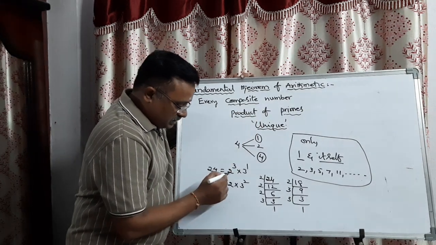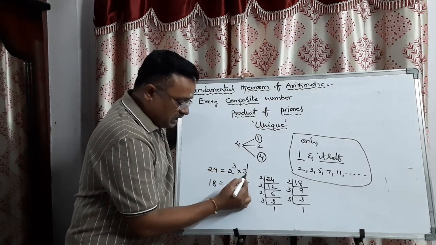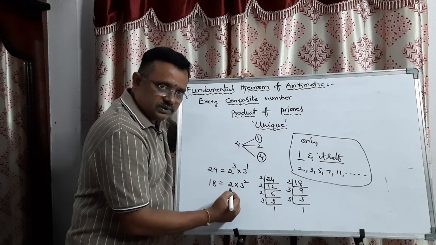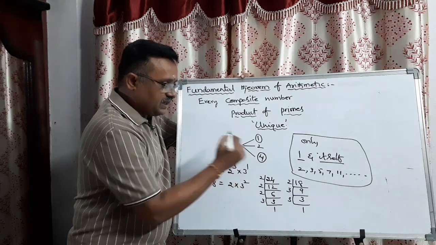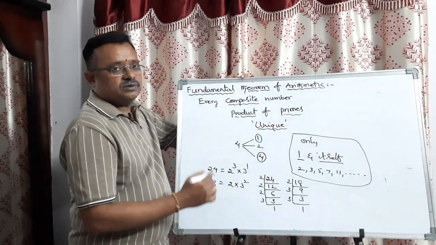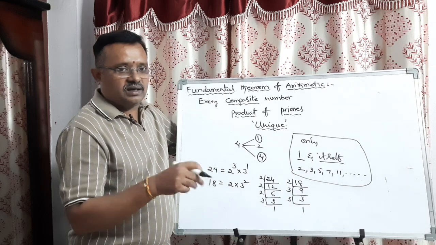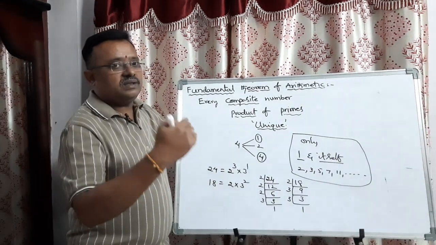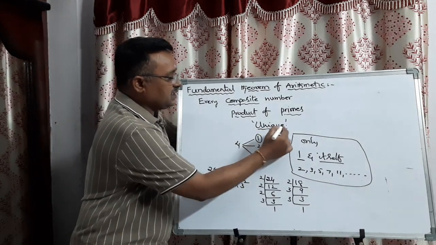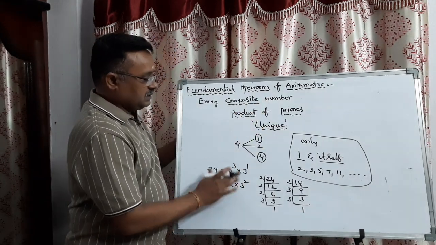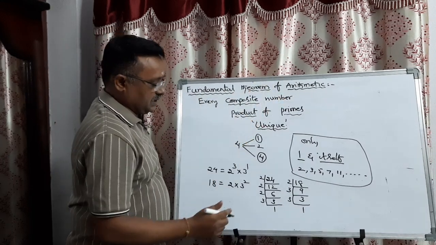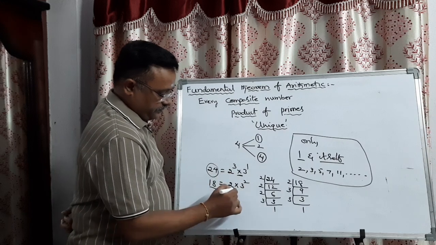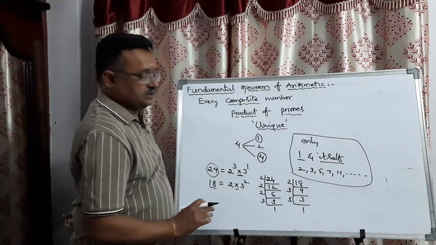If you observe this, 24 is having 2, 3 as the primes, 18 is also having 2, 3 as the primes, but their respective powers are different. So even though the numbers are taking the same prime numbers, they have their own individual powers. That's why uniqueness will come for every composite number. This is about the fundamental theorem of arithmetic. So take any composite number, you can write it as a product of primes. The prime factorization process is this one.